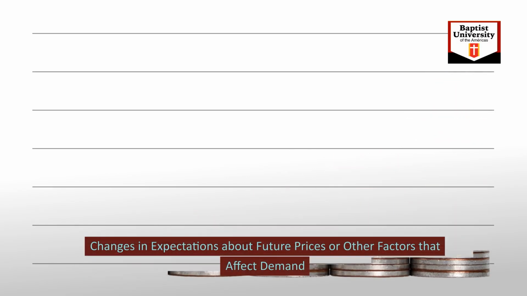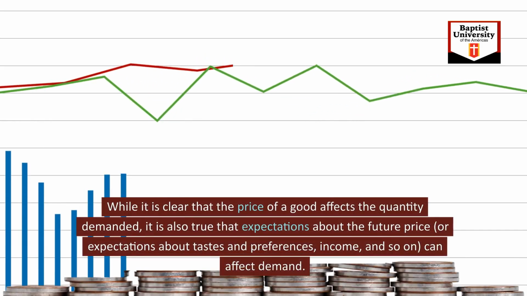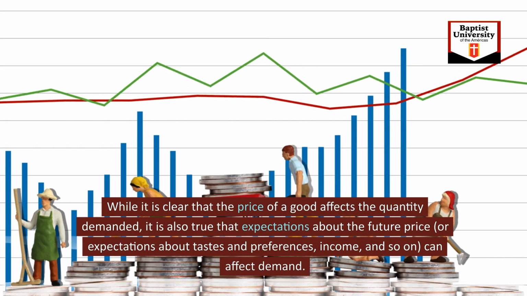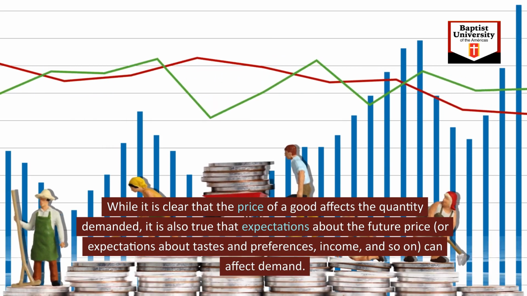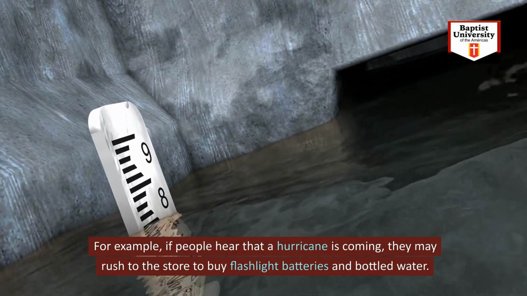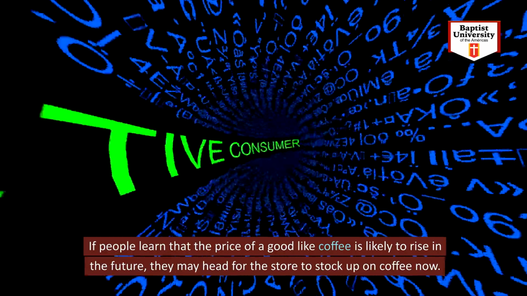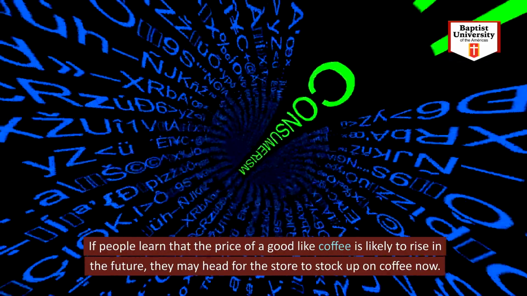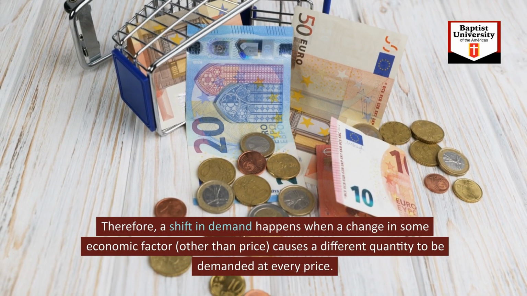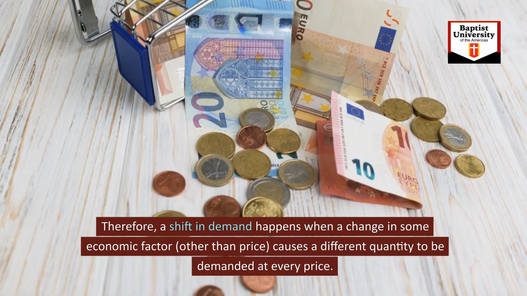Changes in expectations about future prices or other factors that affect demand. While it is clear that the price of a good affects the quantity demanded, it is also true that expectations about the future price, or expectations about tastes and preferences, income, and so on, can affect demand. For example, if people hear that a hurricane is coming, they may rush to the store to buy flashlight batteries and bottled water. If people learn that the price of a good like coffee is likely to rise in the future, they may head for the store to stock up on coffee now. We show these changes in demand as shifts in the curve. Therefore, a shift in demand happens when a change in some economic factor other than price causes a different quantity to be demanded at every price.